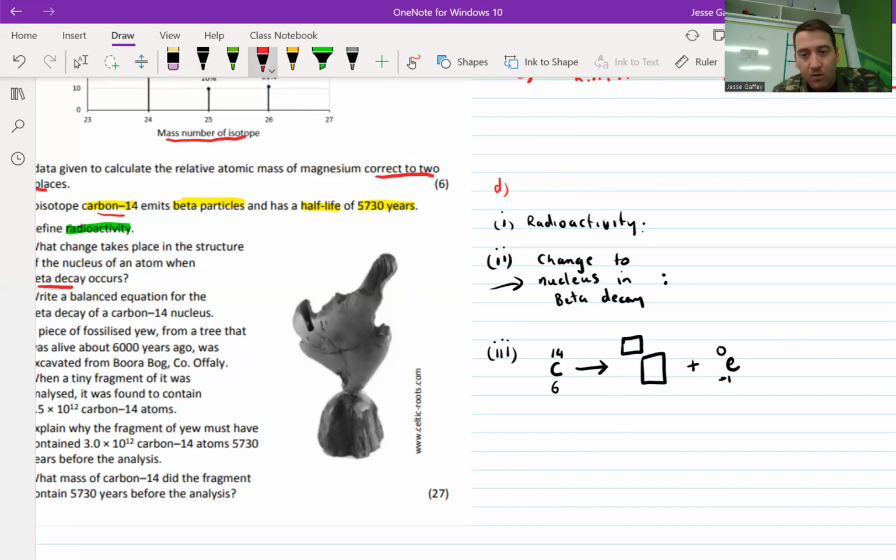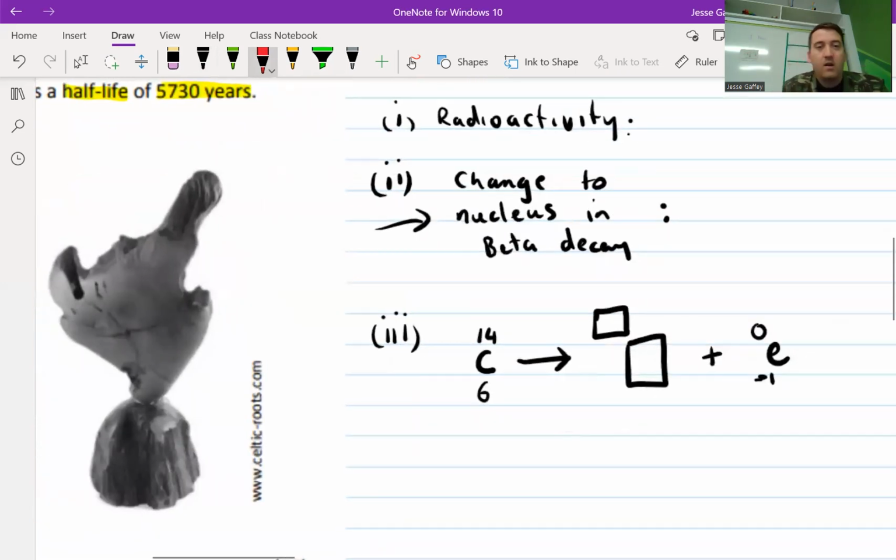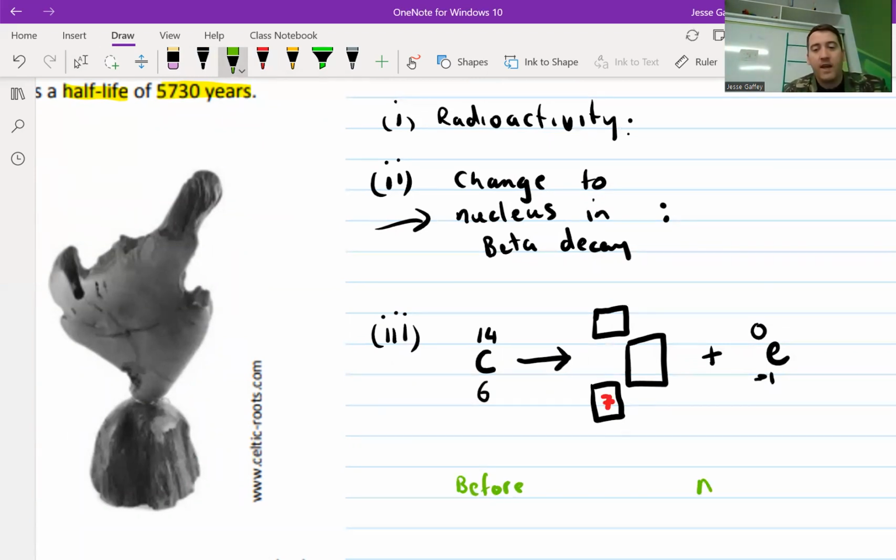Okay, so I'm actually going to zoom in here and make this box just a little bit bigger. So we have an atomic number of 7 now. Okay, 7. So that means that this element cannot be carbon anymore. Okay, the next thing we want to know is, how does the mass change? Yes or no? Okay, so we're going to do a before and after decay here.